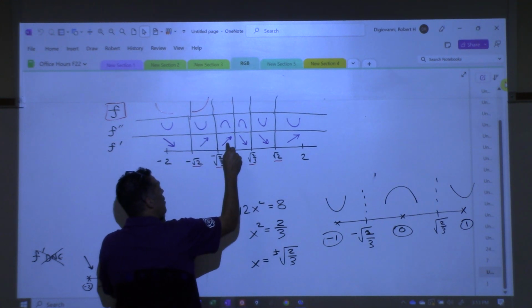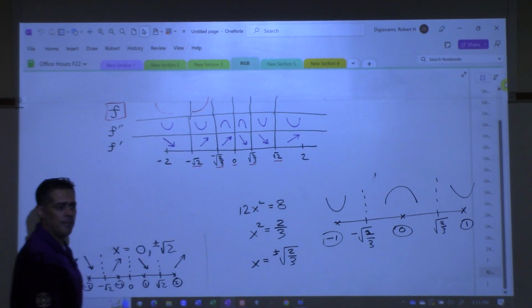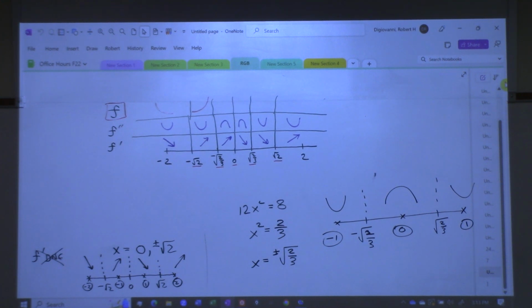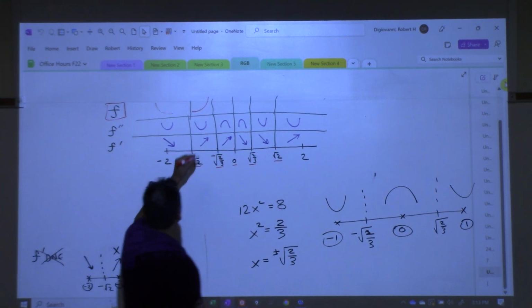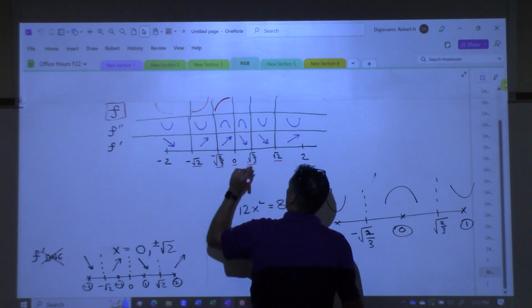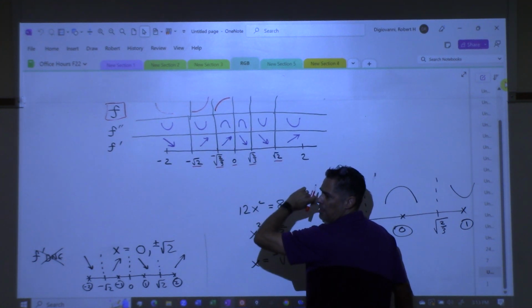And now I have to be going up a frown. How can you go up a frown? Left side of it, right? Left side. So it has to look like this. And then you have to be going down the frown, which means it has to look like the right side.